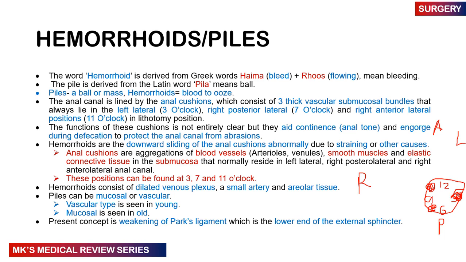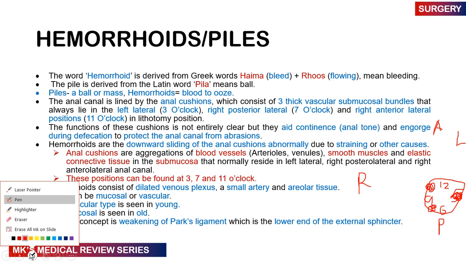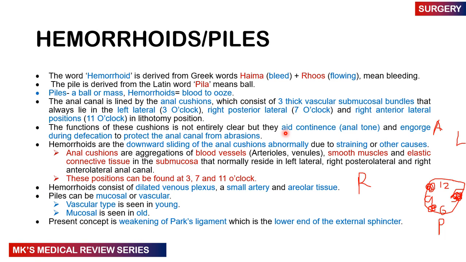That's where you actually expect the hemorrhoids to come out from. Remember that hemorrhoids are pretty much the downward sliding of the anal cushions. This can be as a result of straining or even other causes. And remember that these anal cushions, like I said, are aggregations of blood vessels.